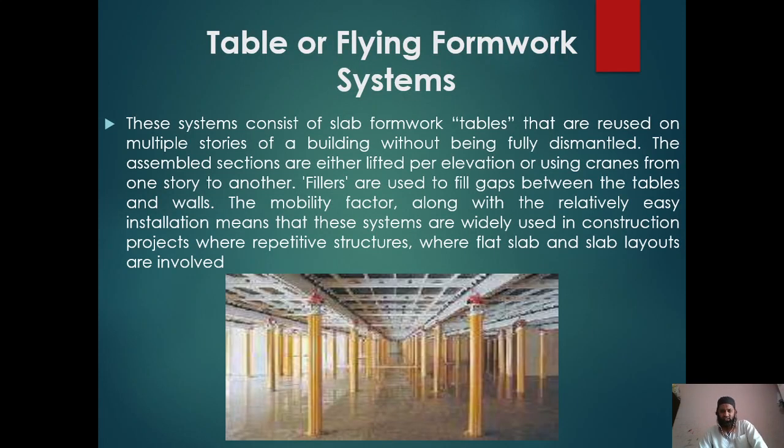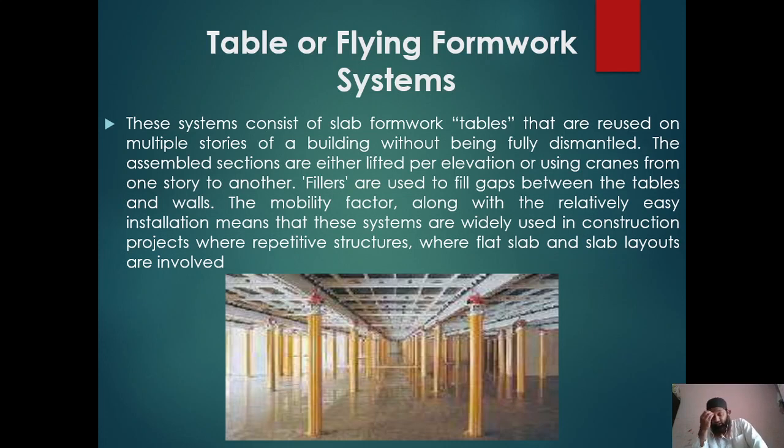You can just see this picture here. You can understand what types. These systems consist of slab formwork tables that are reused on multiple stories of a building without being fully dismantled. They are not dismantled, they are just unscrewed. The bolts and the nuts are removed, and they can be used for other things also. The assembled sections are lifted per elevation or using cranes from one story to another. Fillers are used to fill gaps between the tables and walls.